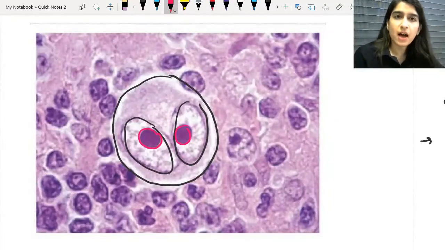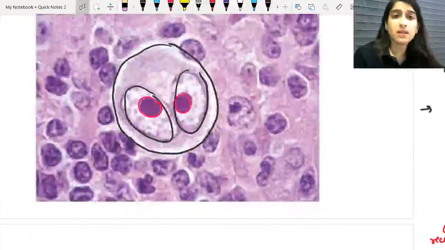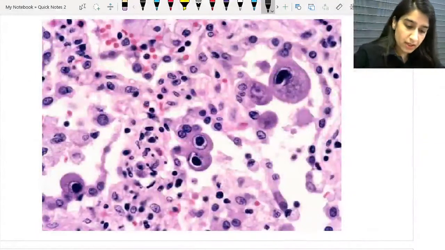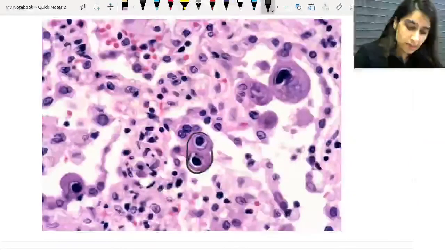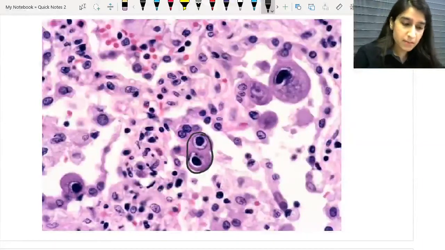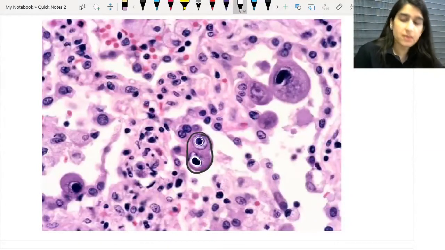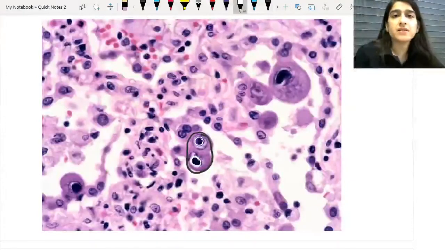Isn't it looking like an owl eye? Yes, that's why it is called the owl eye appearance of the Reed-Sternberg cells. I told you the owl eye appearance is also seen in another condition. What was that? That was cytomegalovirus infection. So again, this is a cell giving an owl eye appearance, but the reason is the basophilic intranuclear viral inclusion. So this is a picture of CMV infection, right?